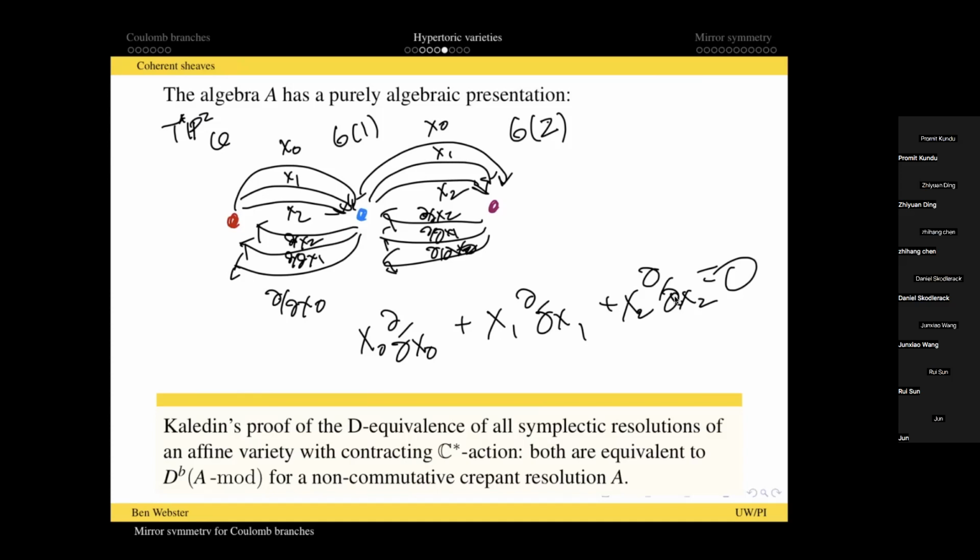But in those cases, whenever you have a symplectic resolution of something affine with this contracting C star action, there's always a tilting generator. It might be very hard to construct, but it always exists. That's Coulomb's theorem. And even if you don't have the C star action, you can prove that kind of locally one exists, like locally on the thing you're resolving.